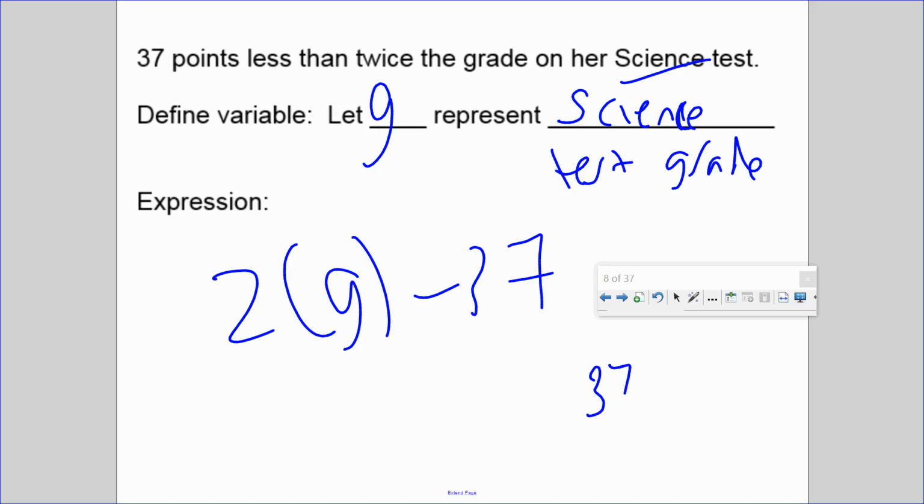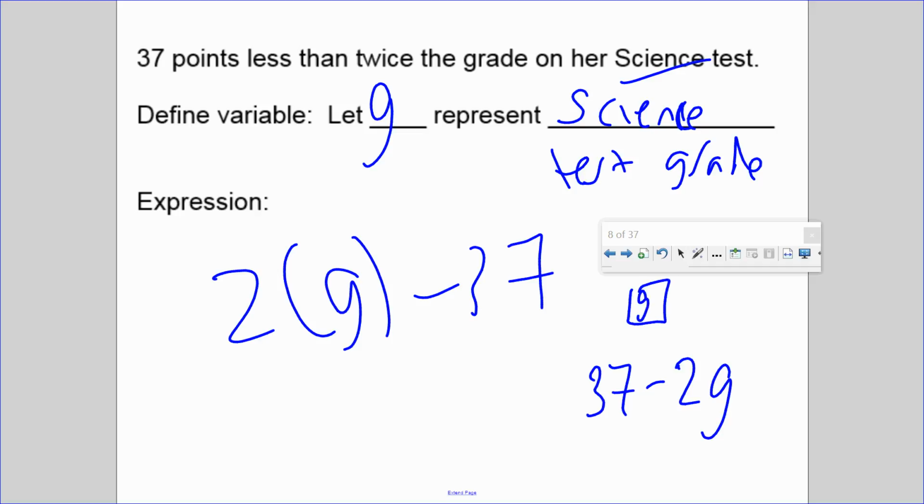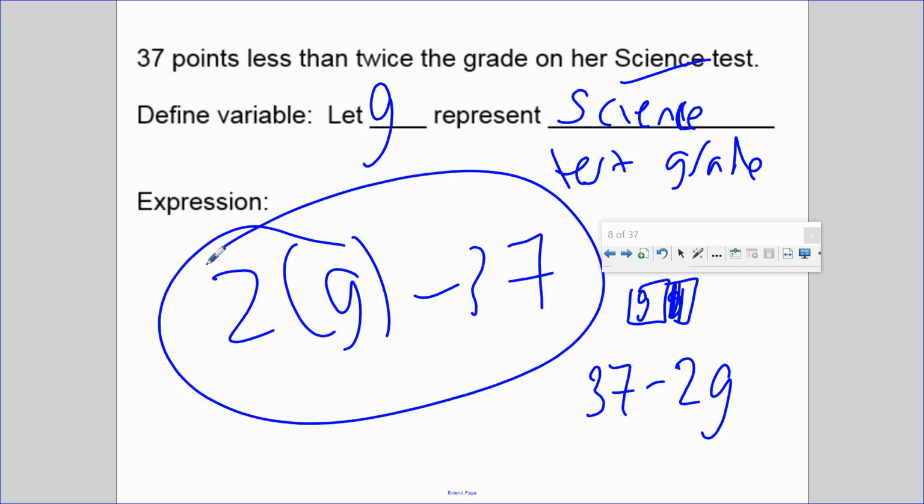Would this make sense? It would not make sense, because here is twice the grade, and you're taking 37 points away from that. Written the other way, you have 37 points and you're taking twice the grade from that. That doesn't make sense. It's 37 less. You're taking 37 from twice the grade. 2G minus 37 would be acceptable.